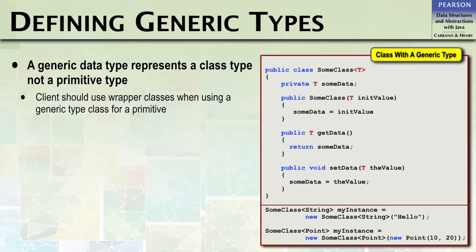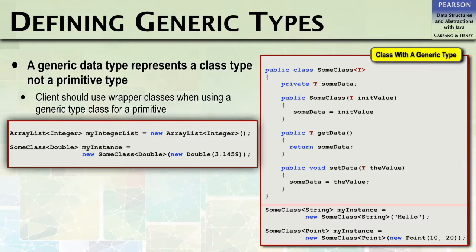Now, a generic data type represents a class type, not a primitive type. If a client wants to use primitives in our generic, the client should use a wrapper class in the definition. For example, here, if we wanted to have an array list of integers, we would need to instantiate an array list of the integer wrapper class. Similarly, if in our previous example we wanted to have our SumClass hold doubles, we would instantiate it with the wrapper class double.